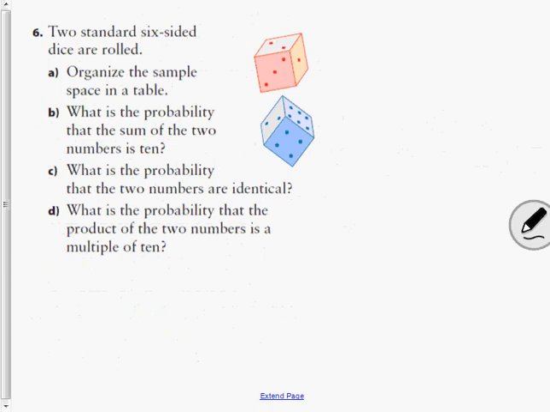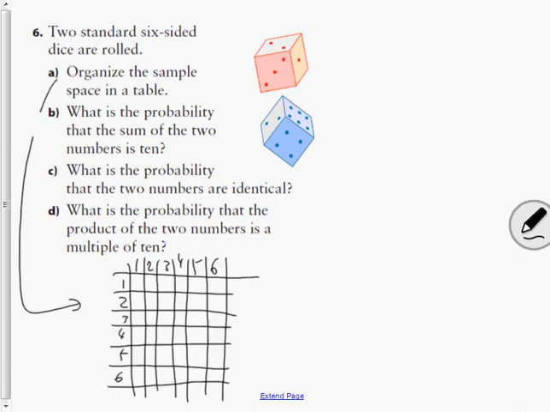Your question 6 says, 2 6-sided dice are rolled. Organize the sample space. When I do a sample space, I can either list all of the different possibilities, or I can organize it using a table. So if I make a table, this is what my table would look like, and I can see the probability that the sum of the 2 numbers is 10. Sum means add them together.